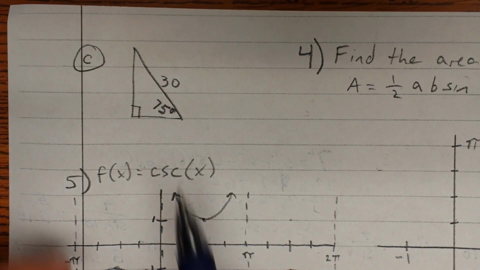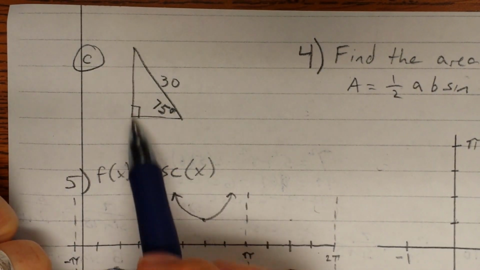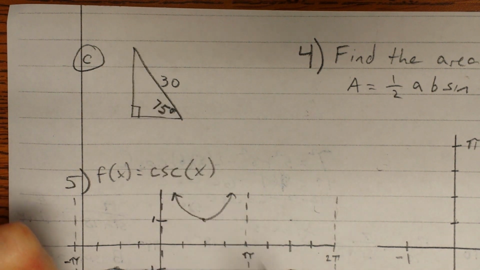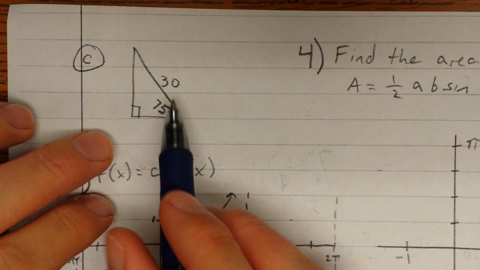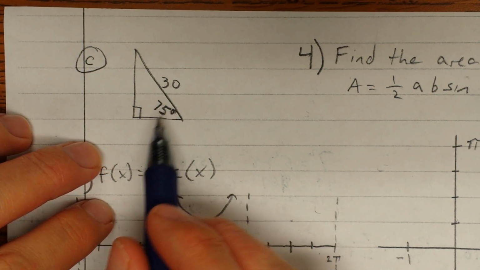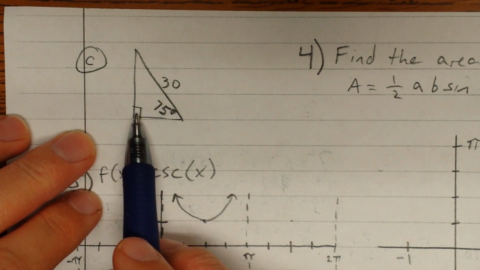Alright, so you'll notice here we have a right triangle. That means we can use things like the Pythagorean theorem and the definitions of trig ratios. So, all I have is that this is a length of 30, 75 degrees, and it's a right triangle, which is of course 90 degrees.